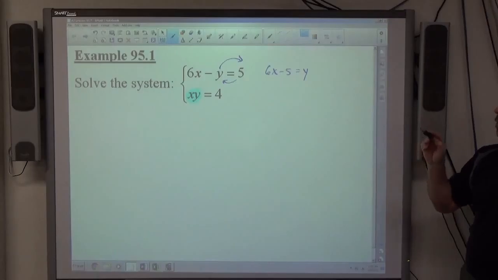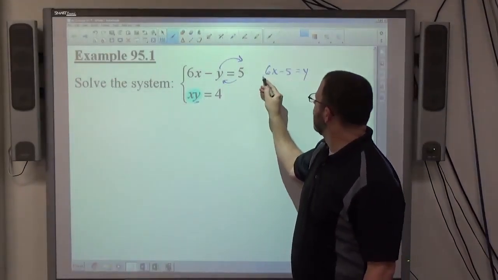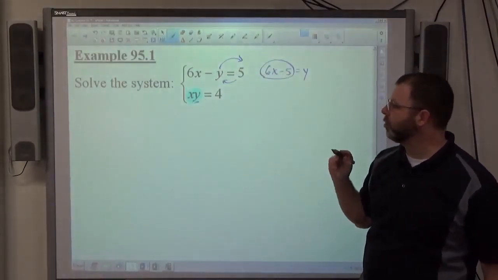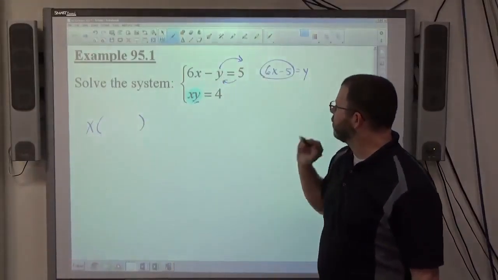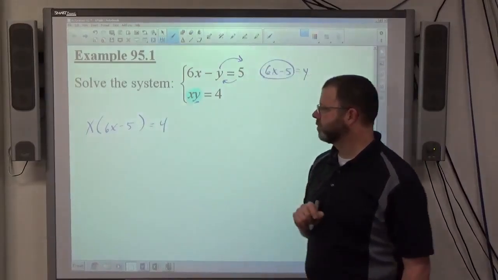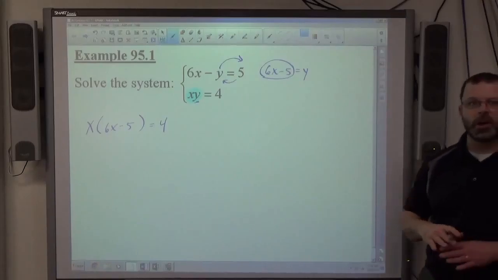And once I know what y equals in terms of x, I can come down here to this y and change it into this expression. Replacing a single object with multiple objects, so parentheses will be required. So x is going to be multiplied by the replacement for y, which is 6x minus 5, which equals 4. Once we do the substitution, now we've got ourselves an equation all about x.